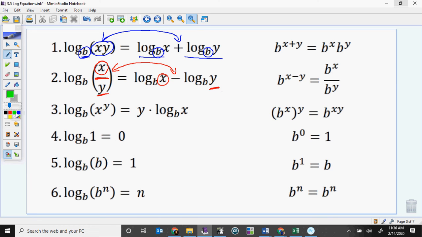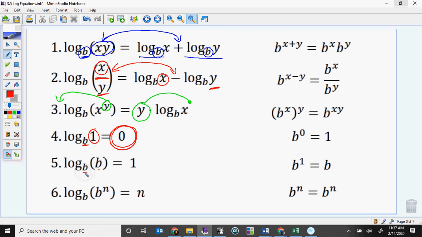Alright, our third rule is I have a log of something to a power. I'm allowed to take that power and move it out front, like that. Okay, and then vice versa, I could take that number out front and move it to the exponent. Whenever I have log of 1, any log, like natural log, doesn't matter what the base is, the answer is always 0. Log of 1 is always 0.